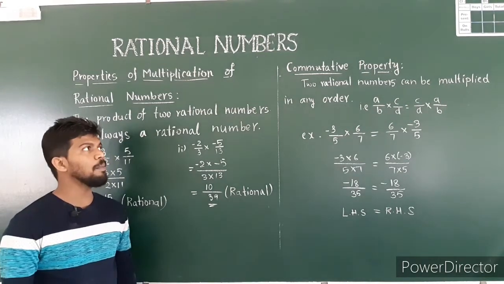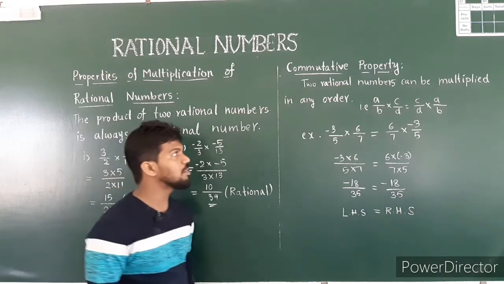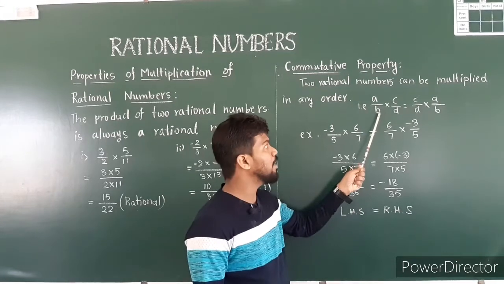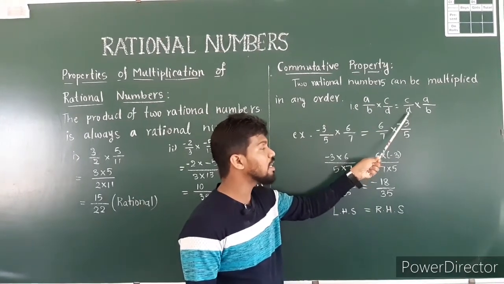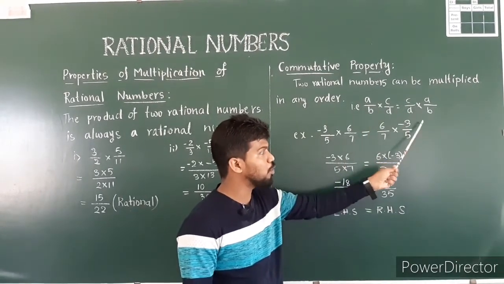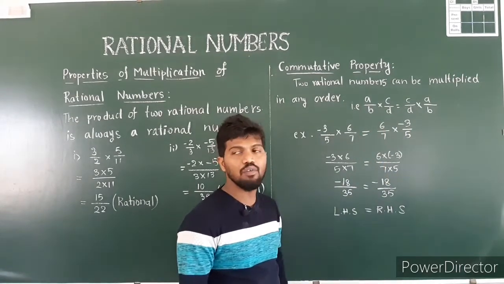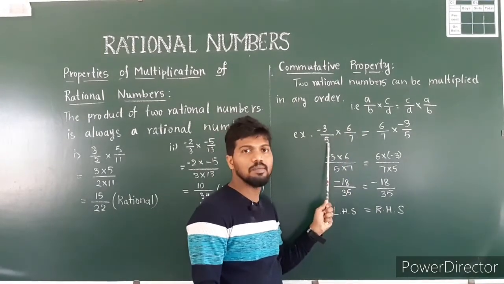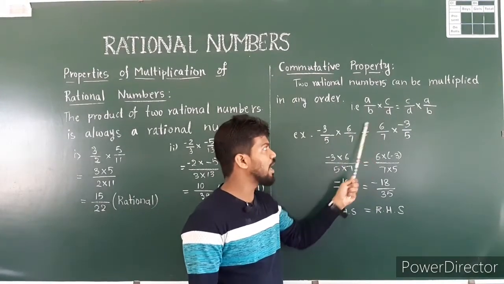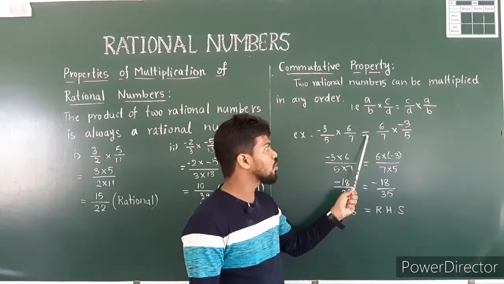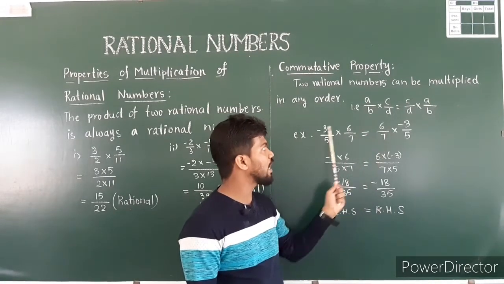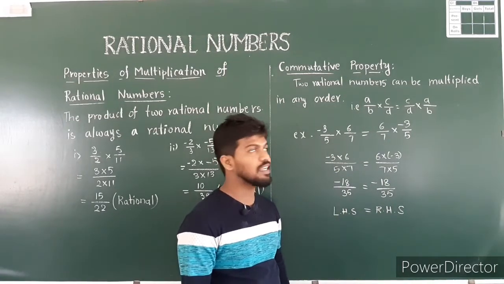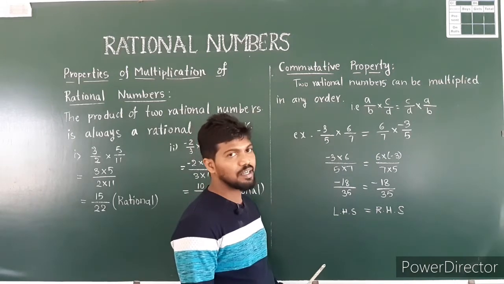So next, the commutative property. Two rational numbers can be multiplied in any order. That means A by B into C by D, if I change the order to C by D into A by B, then both the LHS and RHS are equal. You check it once. In the place of A by B, I take minus 3 by 5, and in the place of C by D, I take 6 by 7. So I change the order, 6 by 7 into minus 3 by 5. You see that both LHS equal to RHS in the commutative property.